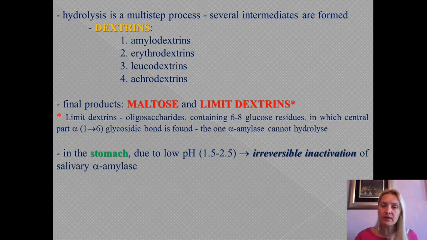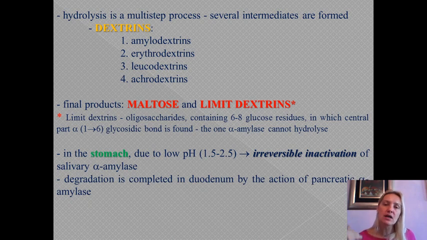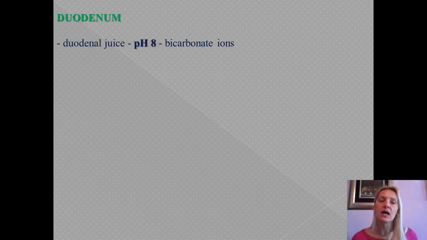So at this point, at the level of the stomach, we have some kind of temporary pause in the digestion of carbohydrates. It's gonna continue and be completed and finalized in the duodenum by the action of a number of other enzymes, and of course in the scope of starch and glycogen it's gonna be pancreatic alpha amylase. So let's move on to the duodenum. So what happens in the duodenum?